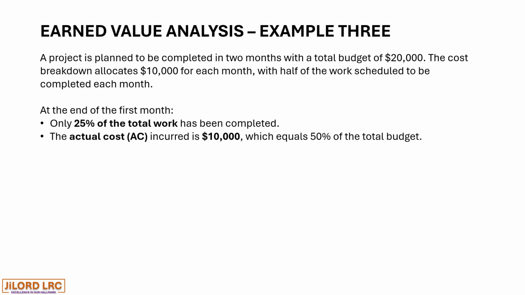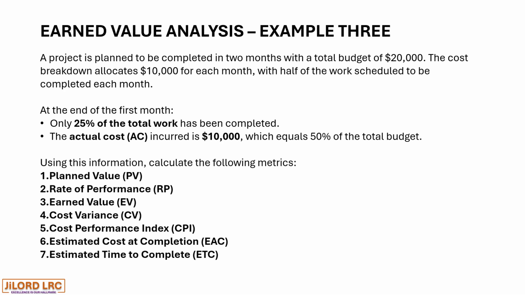At the end of the first month, only 25% of the total work has been completed. The actual cost incurred is $10,000, which equals 50% of the total budget. Using this information, calculate the following metrics.